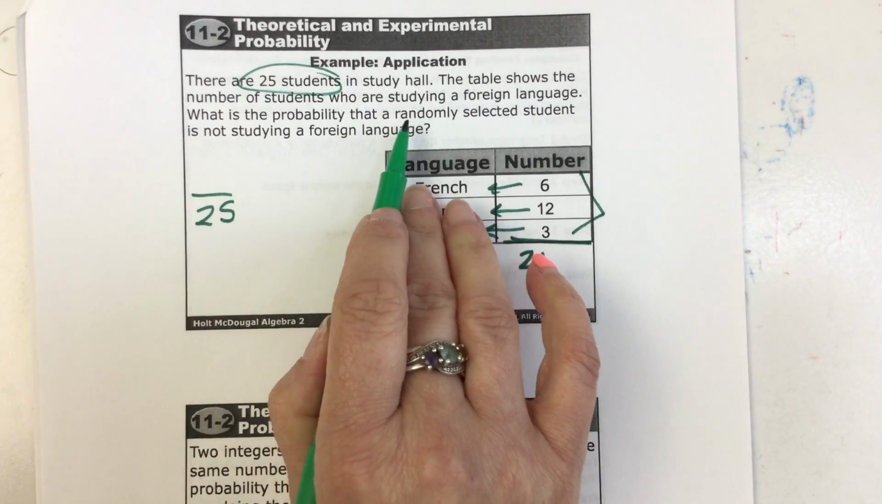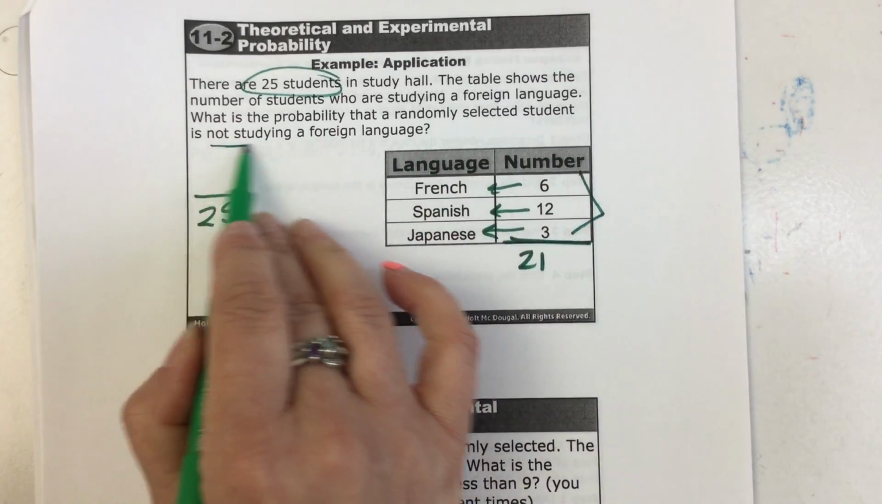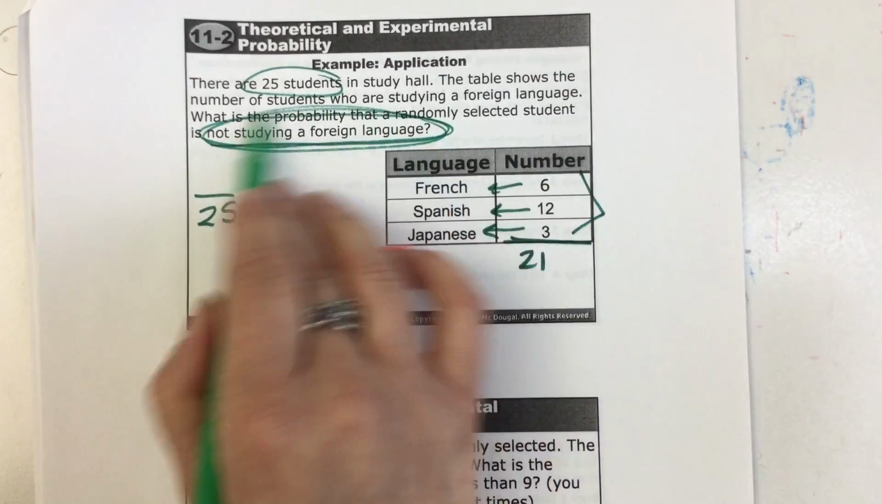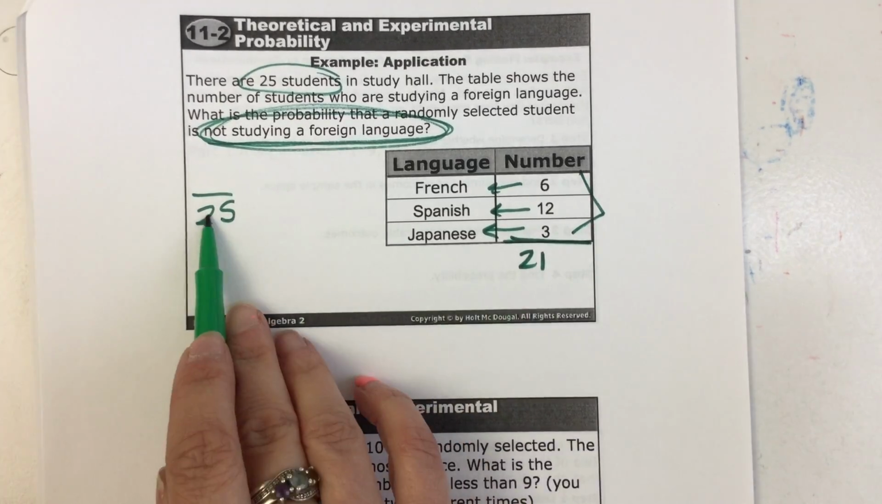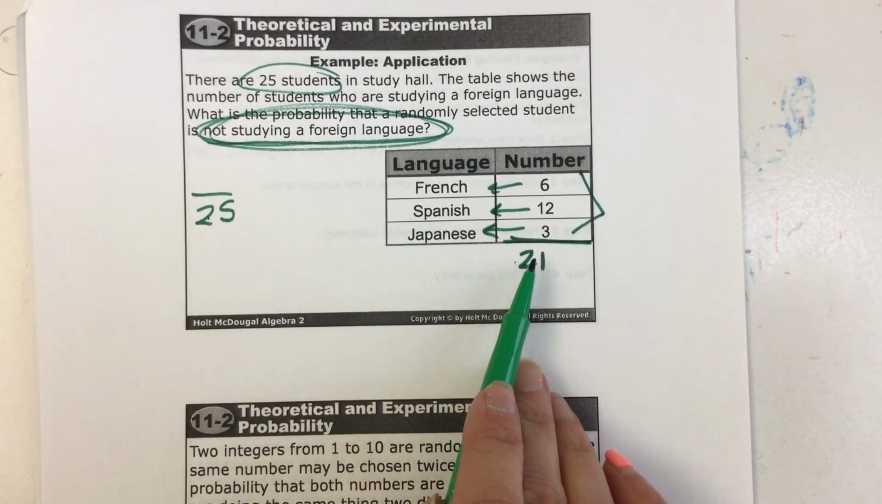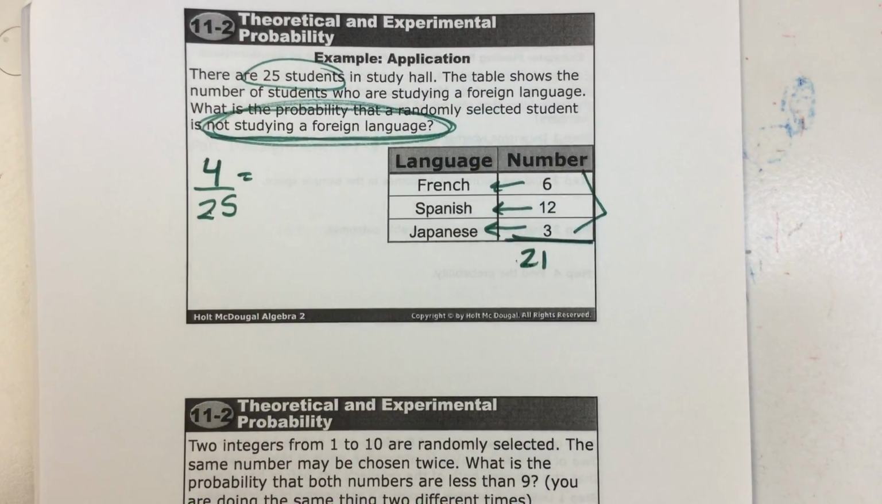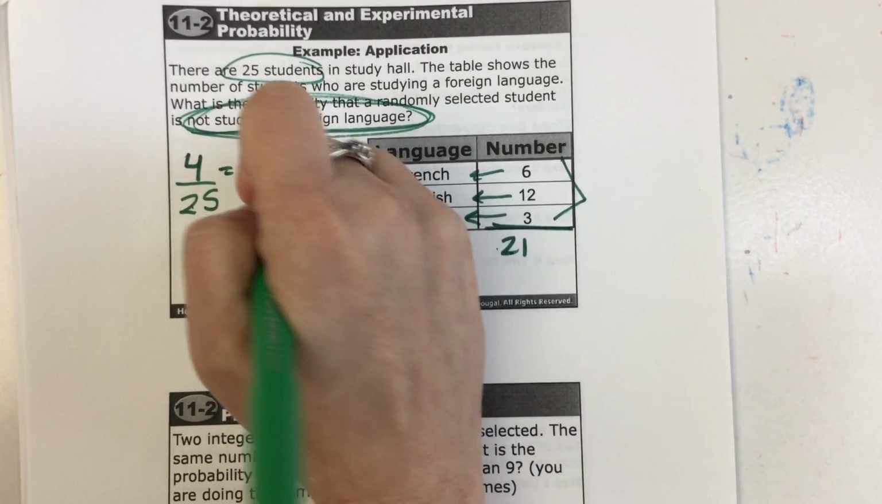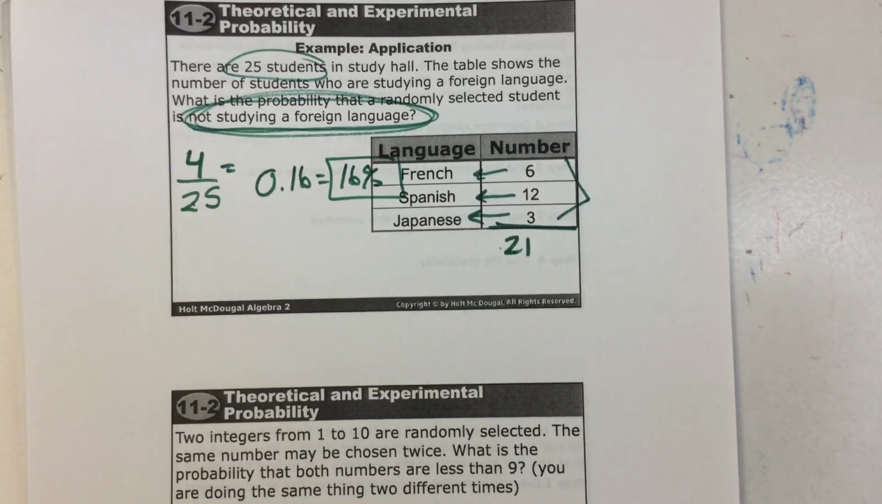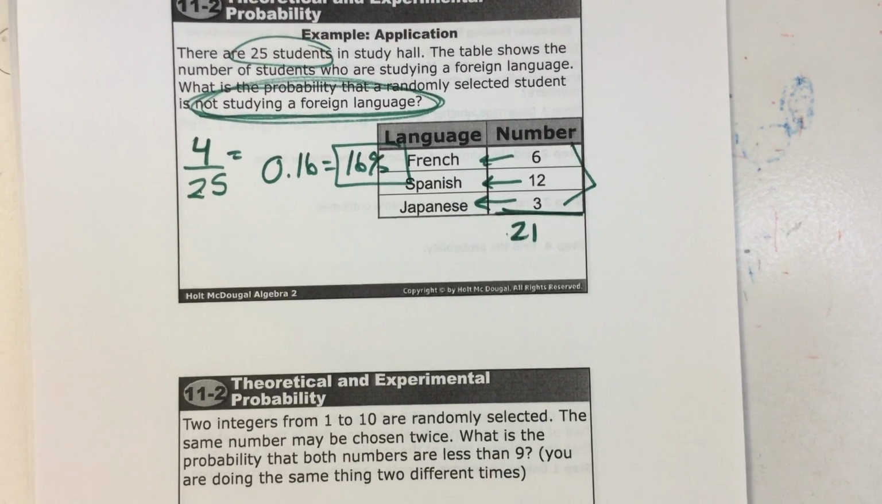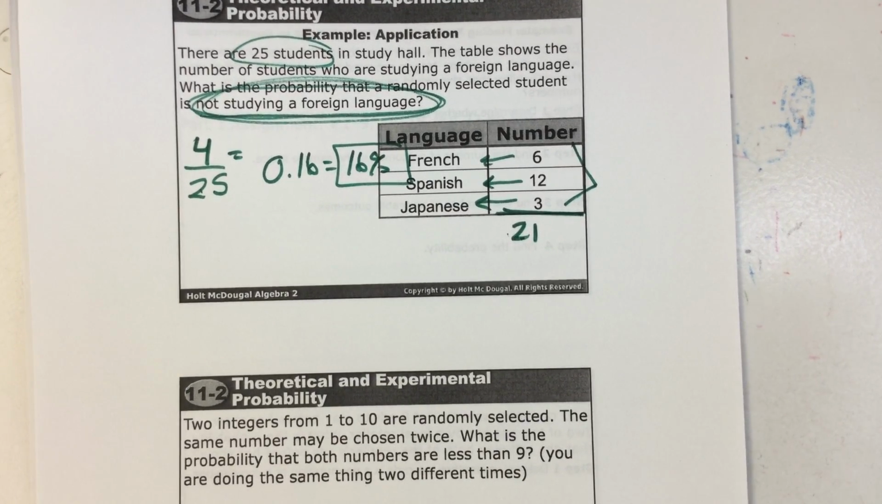What is the probability that a randomly selected student is not studying a foreign language? So your numerator, we're looking for students who are not. There are 25 students in the class, 21 study a foreign language, so that means 4 do not. 4 divided by 25 is 0.16. So there is a 16% chance that if you randomly select a student out of that study hall, they would say, hey, I don't study a foreign language.